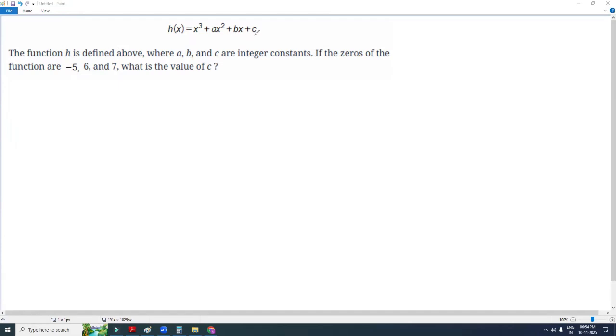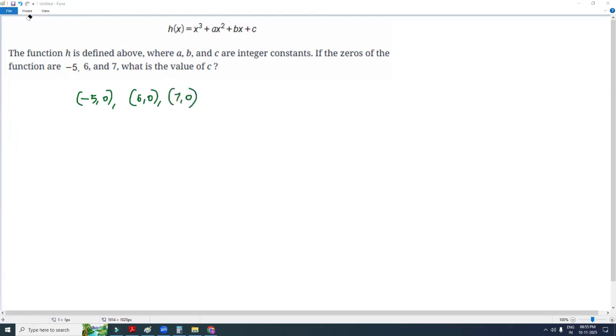So we have to find the value of the constant c in the given function. The question says that these three numbers are zeros of the given function. That is, the graph of the given function has x-intercepts at these three values. So the first x-intercept is (negative 5, 0), the second x-intercept is (6, 0), and the third x-intercept is (7, 0).